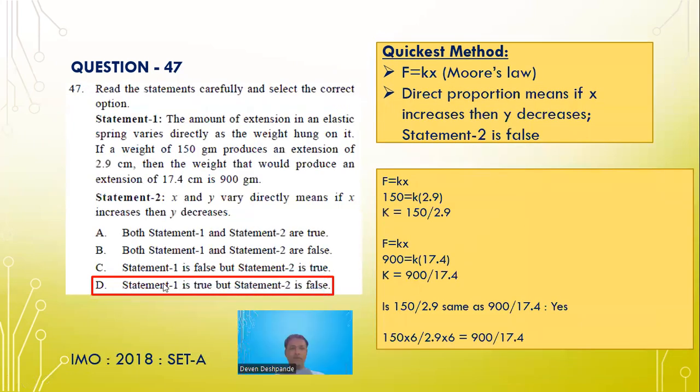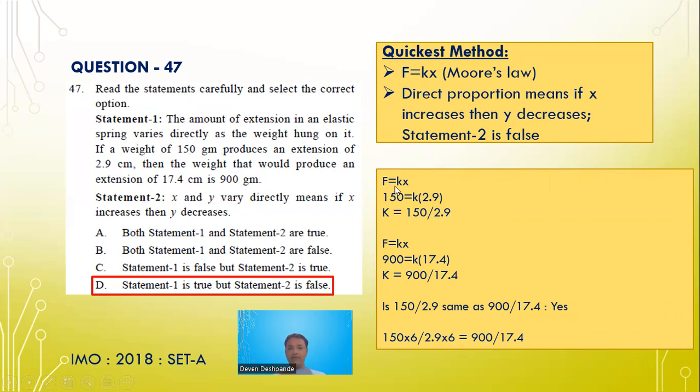Okay, next question. Read the statements carefully and select the correct option. The amount of extension in an elastic spring varies directly as the weight hung on it, isn't it? It is Hooke's law. F is the force, the weight, K is the spring constant, and x is the amount of extension. So if a weight of 150 grams produces an extension of 2.9 centimeter, then the weight that would produce an extension of 17.4 centimeter is 900.